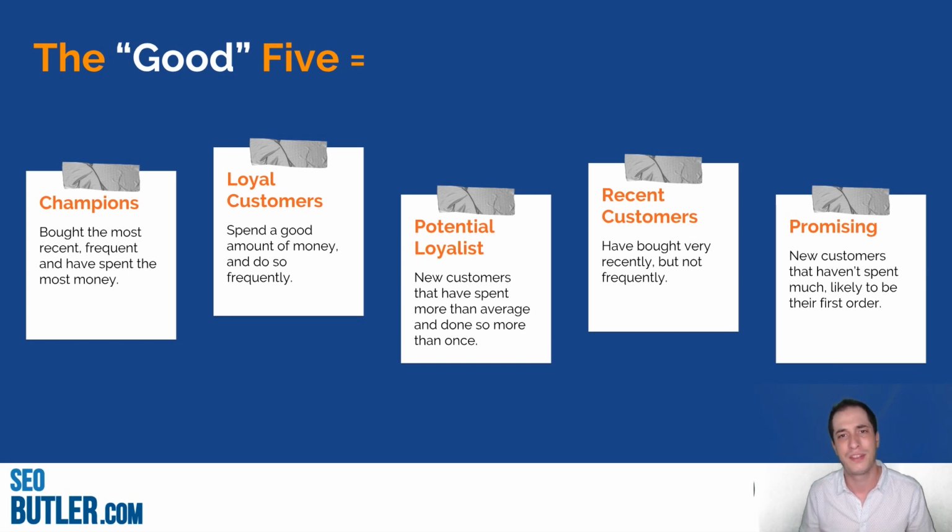Now, let me go into that a little bit. The champions are right on the top of the food chain. Most recent, most frequent, and the highest monetary value. These are your champions, right? These are the people that you just want to stay in touch with. You want to make sure they get the best customer service of all your customers. They get everything they need all the time because these guys are the people that keep the lights on for you, right? And then we go over to loyal customers who have spent good money. They do it frequently. They do it relatively recently, but just a little bit less.